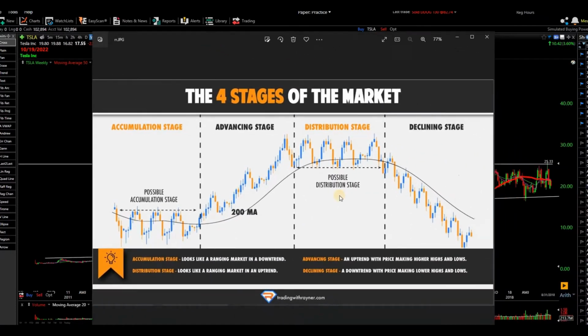if you're not familiar with the 4 stages of the market, man. You need to have, this is like a foundation, man. You need to know this like by heart. So you have accumulation phase. So this is your first base.